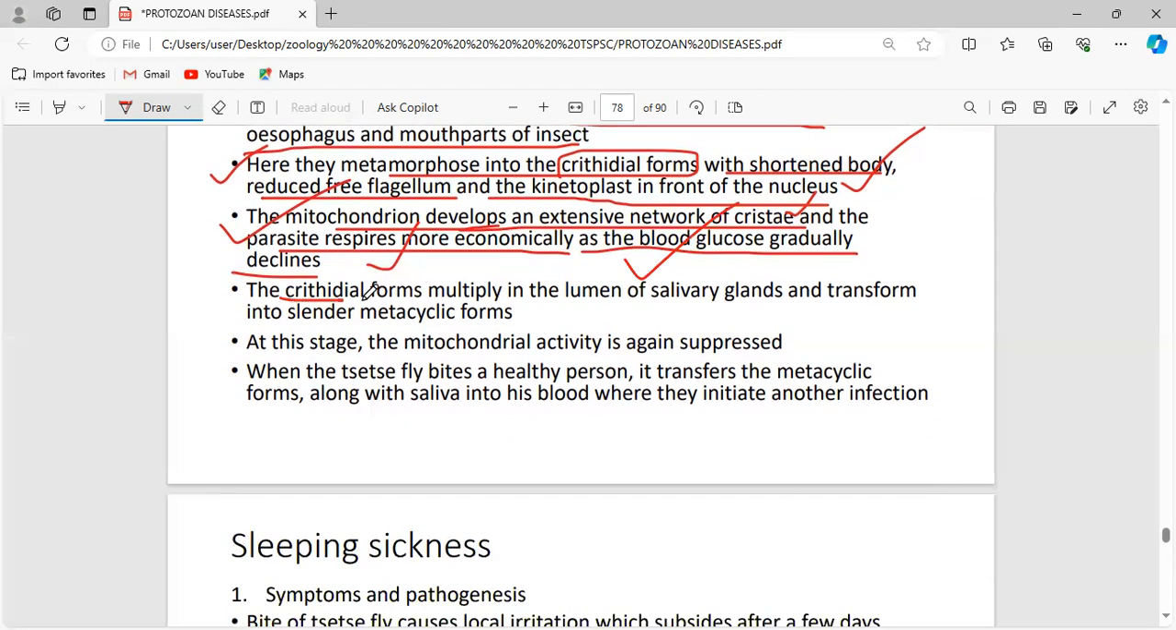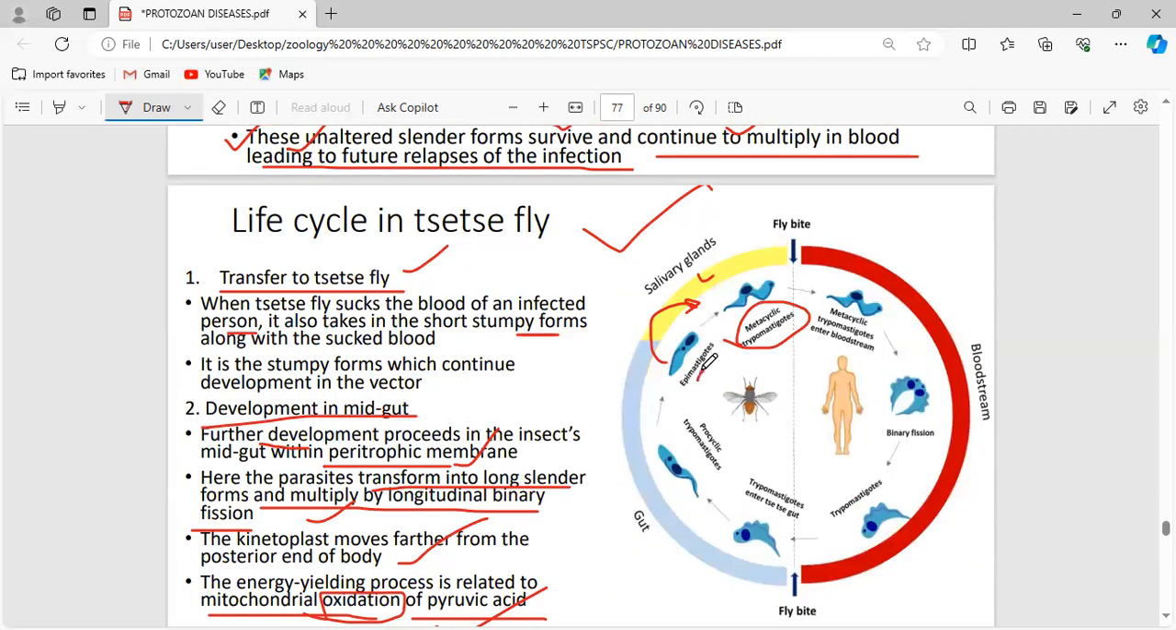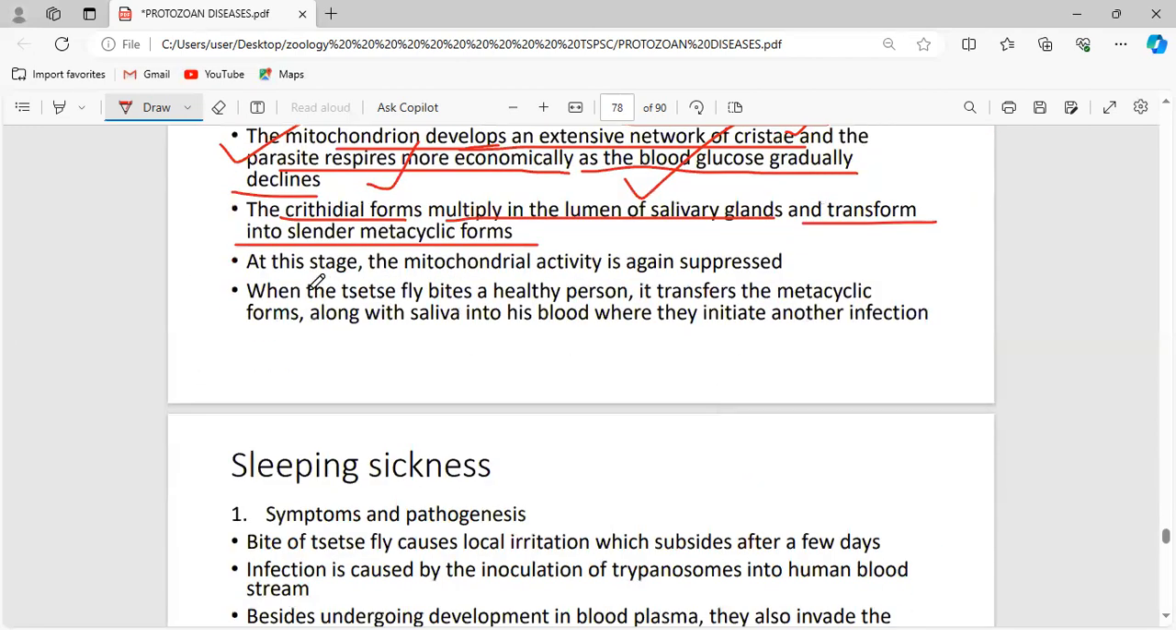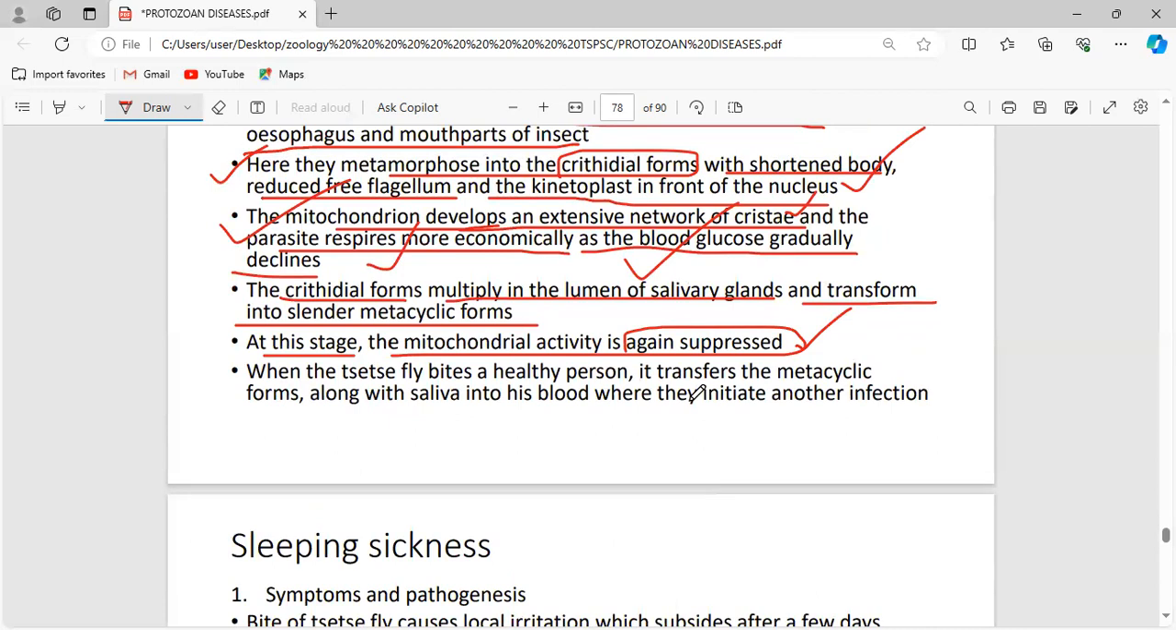Clear? Now, the crithidial forms multiply in the lumen of the salivary glands and they transform into slender metacyclic forms. As I have mentioned here, the crithidial forms, that is epimastigotes, will be converted into the metacyclic trypomastigotes. At this stage, the mitochondrial activity is again suppressed. See, in the crithidial form the mitochondria is active. Once the crithidial form is converted into the metacyclic form, again the mitochondria loses its cristae and becomes inactive.